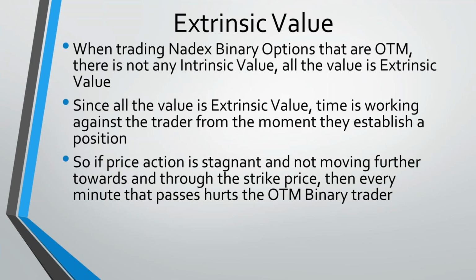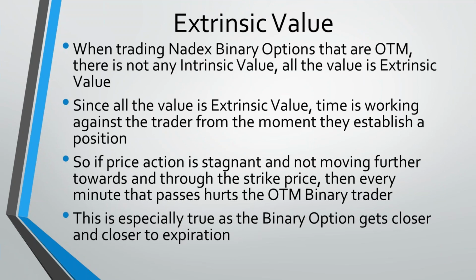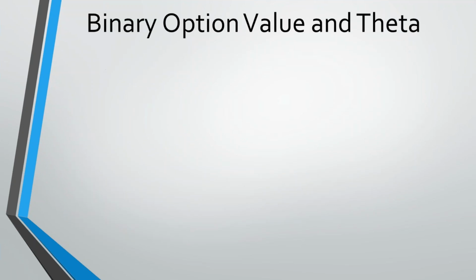So, if price action is stagnant and not moving further towards and through the strike price, through the at-the-money price, then every minute that passes hurts the out-of-the-money binary trader. This is especially true as the binary option gets closer and closer to expiration. This is your time decay. This is your theta decay of the binary option.